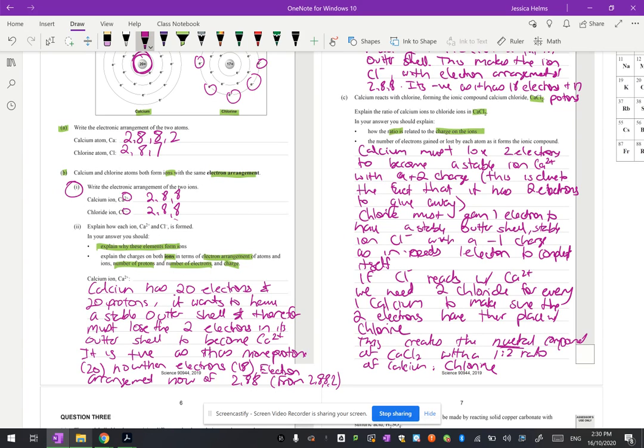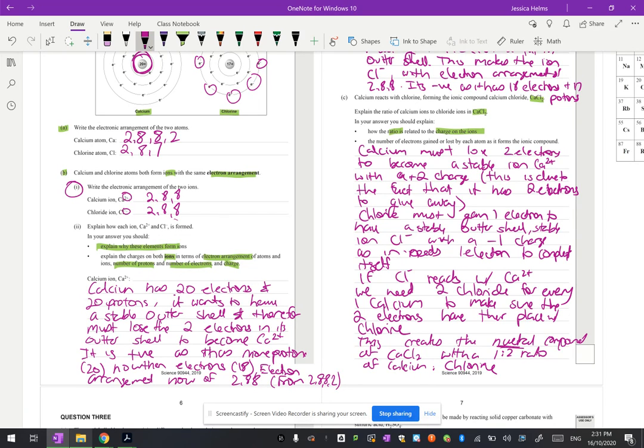If you talk about that calcium needs to lose 2 electrons, and so calcium will react with 2 chlorides as it only needs 1 electron to become stable, that's a merit mark, so that's just like mentioning one part of it. And then also explain something about that calcium has a charge of +2 and the chloride has a charge of -1, so therefore it's a 1:2 ratio.